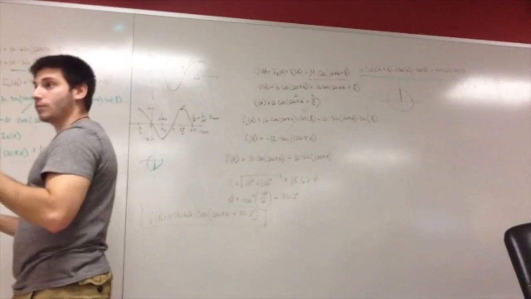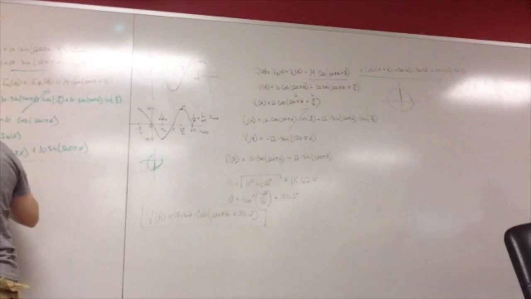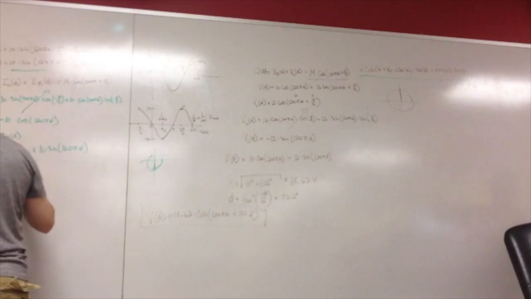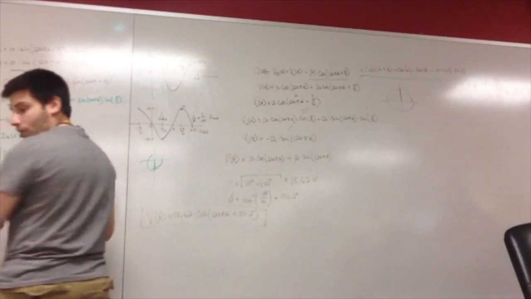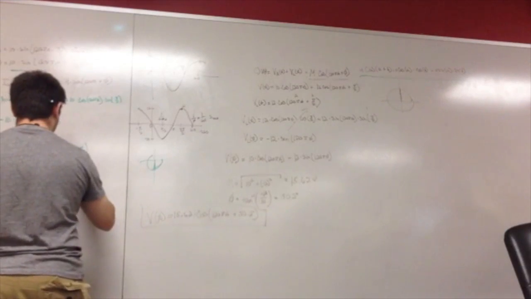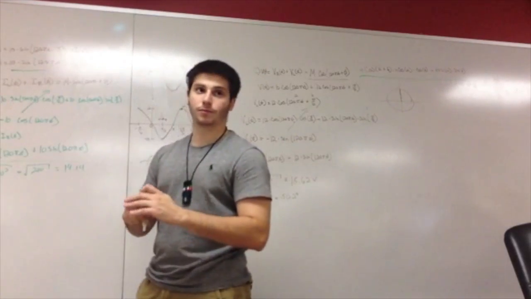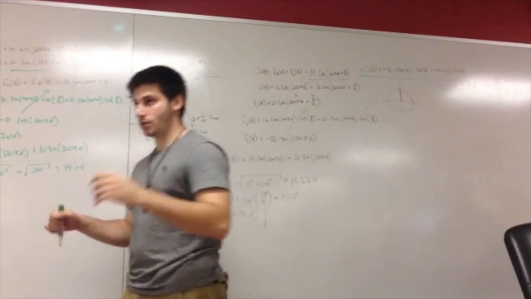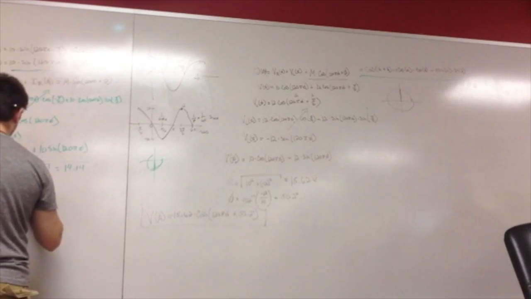Square root of negative 10 squared plus 10 squared. This is going to give us square root of 200, which is equal to 14.14. Now our phase, how are we going to do this? Finding the phase. Tan inverse of 10 over negative 10, which is going to be equal to negative 45 degrees.